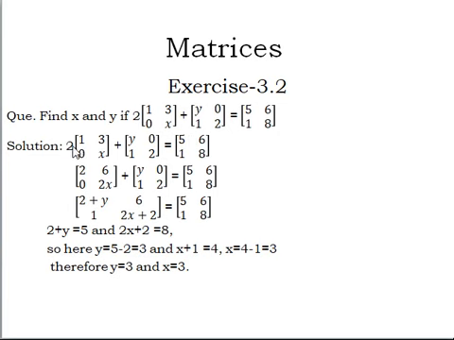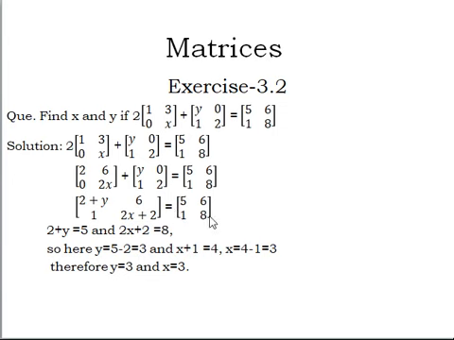So first we will multiply this 2 with each element of this matrix. So here we get 2 into 1, 2, 2 into 3, 6, 2 into 0, 0, 2 into x, 2x. Plus the same matrix again [y 0 1 2] equals [5 6 1 8]. Now next step, when we add these two matrices, first element we get 2 plus y, next is 6 plus 0 is 6, and then 0 plus 1 is 1, and 2x plus 2.